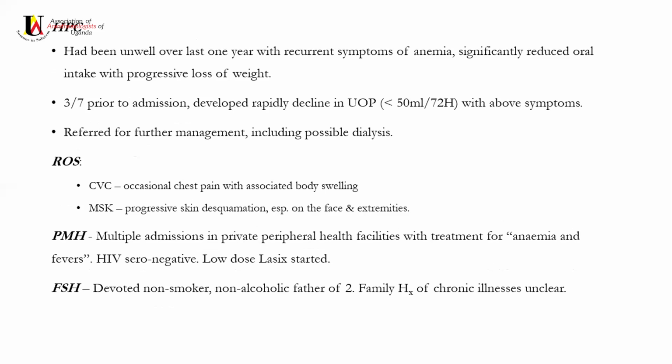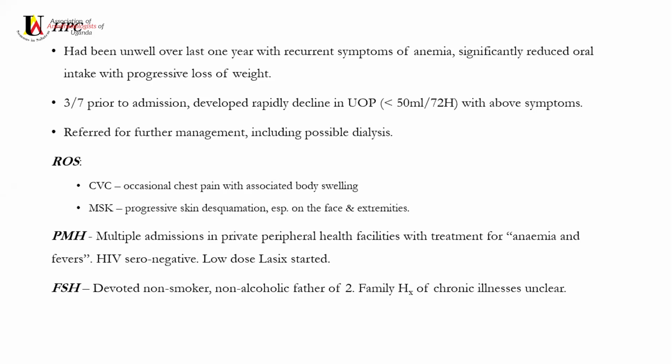About 3 days prior to his admission, he developed a rapid decline in his urine output. In fact, over a period of 48 hours, the urine in the bag for continuous bladder drainage was less than 50 mils over a period of 72 hours. So the symptoms had been with him, and he was at the regional referral hospital. He was referred for further management of renal dysfunction, with the possibility of initiating hemodialysis.